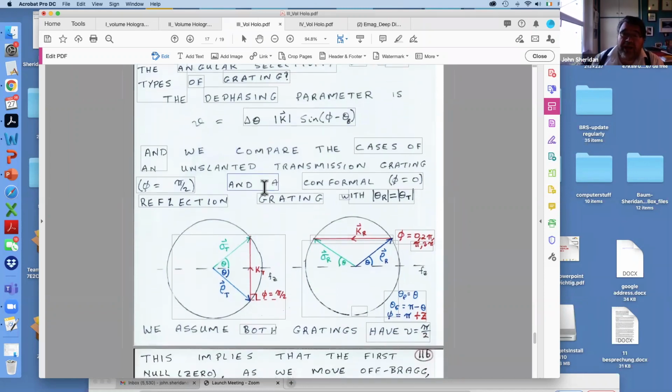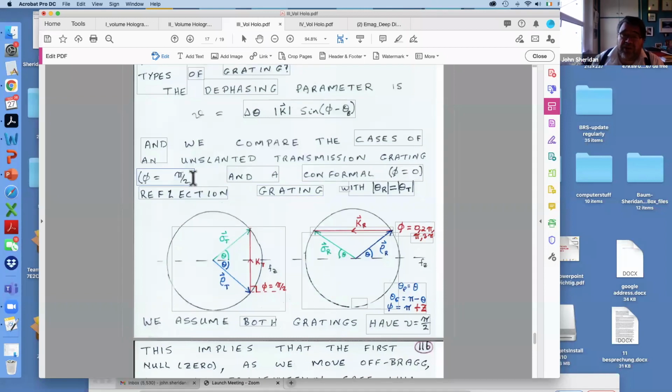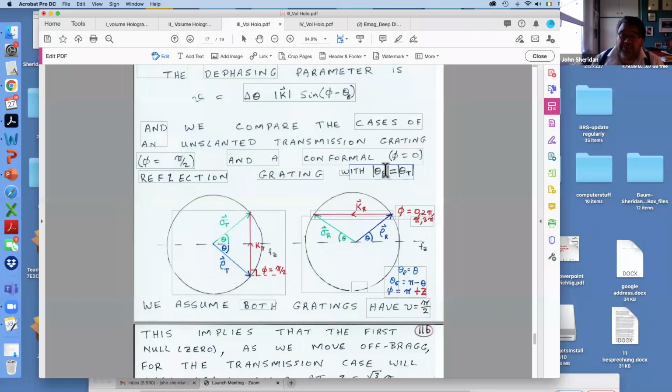And we compare the cases of an unslanted transmission grating with 100% diffraction efficiency and a grating of pi over 2, and a conformal phi equal to 0 case. So this is when the fringes are parallel to the boundary. So again, this is language. Yeah, you can have an unslanted reflection grating, and the conformal, a dielectric mirror, unslanted dielectric, an on-axis mirror. Reflection grating where the magnitude of theta r is equal to the magnitude of theta r in these cases.